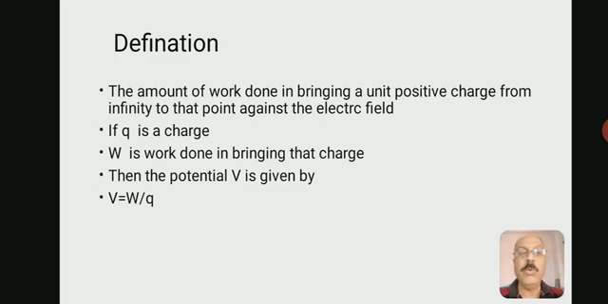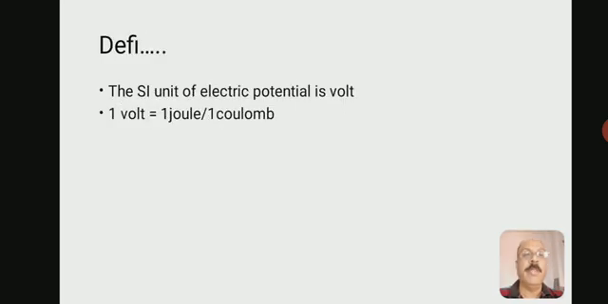If Q is the charge and W is the work done in bringing that charge, then the potential, denoted by V, is given by V equals W divided by Q. The SI unit of electric potential is the volt. When we say the electric potential is 1 volt, it means 1 joule of work has to be done to bring a 1 coulomb charge, that is, 1 volt is equal to 1 joule divided by 1 coulomb.